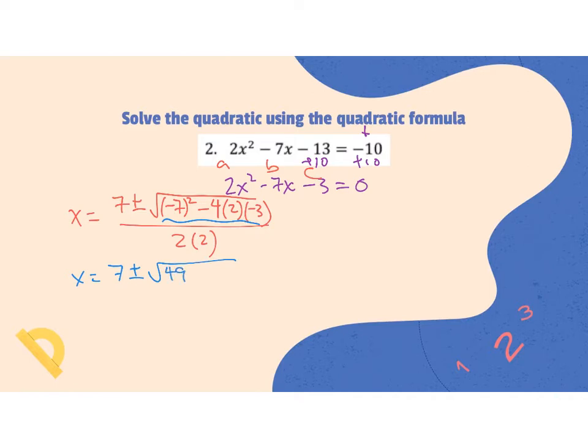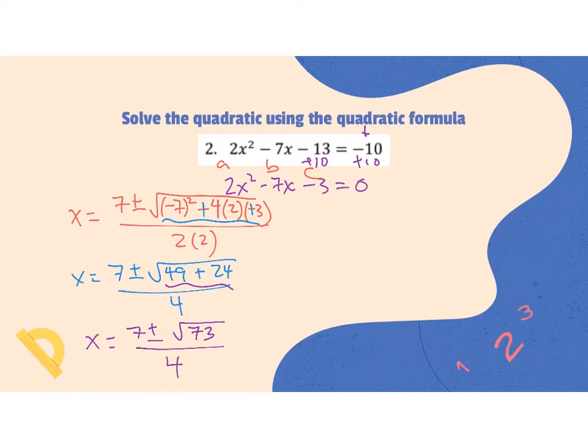So 7 plus or minus 49. And then 4 times 2 is 8. 8 times 3 is 24. And a negative times a negative is positive. So plus 24. 2 times 2 is 4. Go ahead and take care of that. 49, 59, 69, 70, 71, 72, 73. There. I just did that in my head. You, of course, can pick up your calculator if you'd like. There's no problem with that.